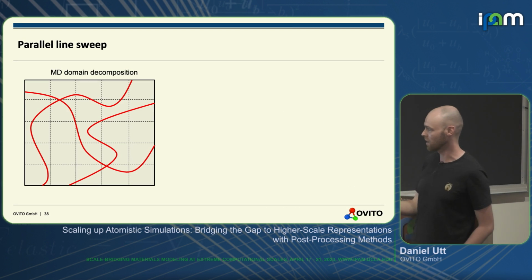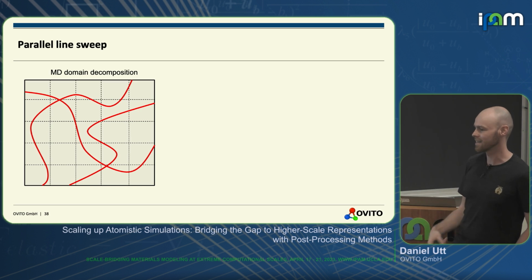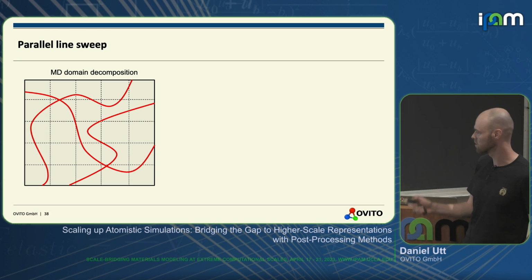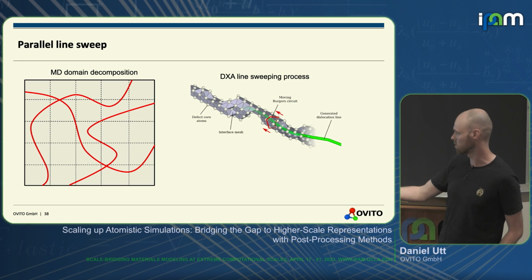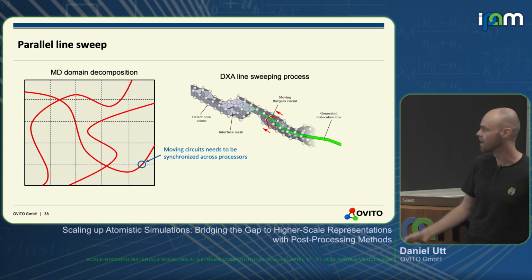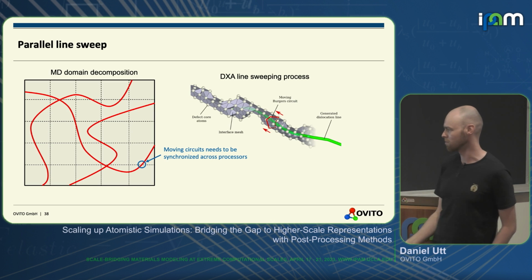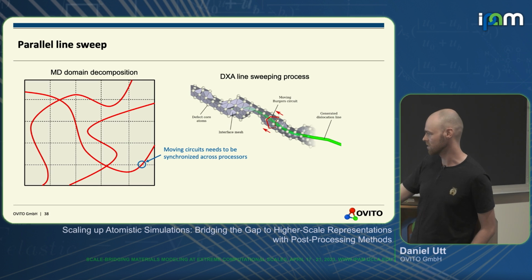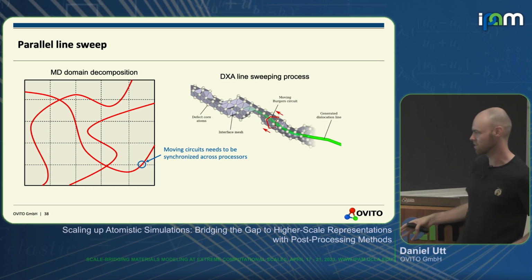Now we go to the second problem, the parallel line sweep. As I mentioned, we have spatial decomposition into MD domains, and dislocations are usually much, much larger than domains. So they usually cross one or multiple boundaries. So if we perform our line sweep, going from the discrete atomic representation of the defect core to the line by moving the circuit along, we will necessarily have spots where the circuit crosses the domain boundary and needs to be synchronized. And then you also need to deal with the fact that this domain might have already started on that dislocation, moving a circuit in another direction, they intersect, and so on and so forth. It will be quite a messy process.